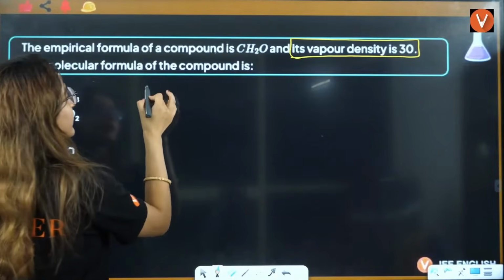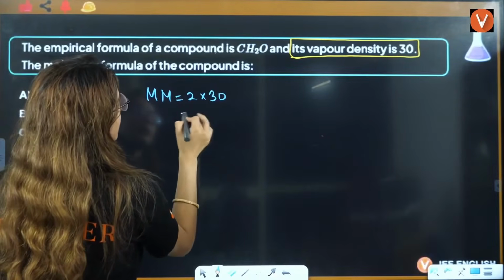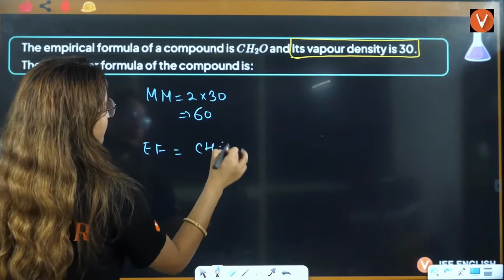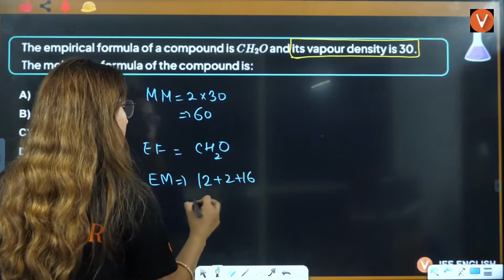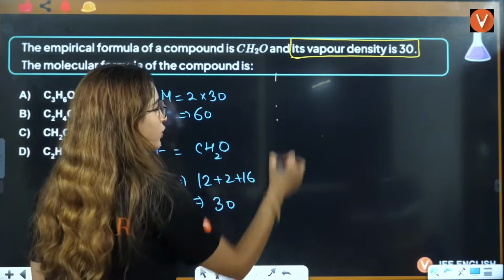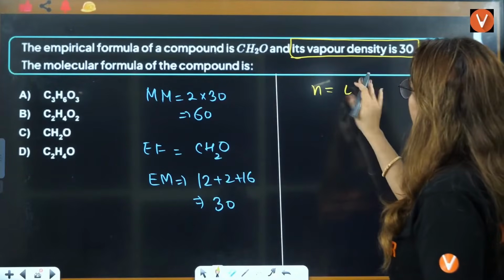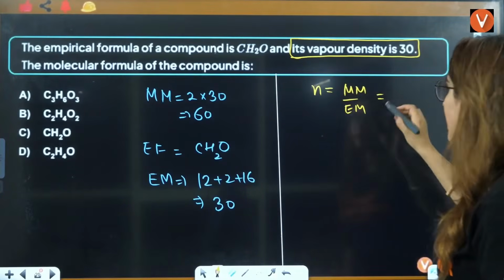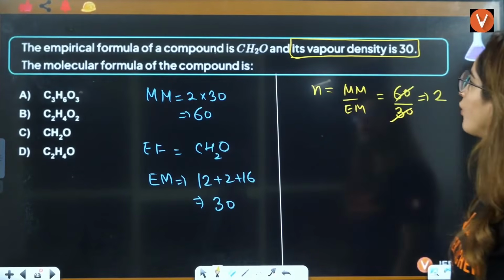See, if you calculate the molar mass, that is 2 into vapor density, that is nothing but 60. Empirical formula is CH2O. So empirical mass is going to be 12 plus 2 plus 16. That is nothing but 14 plus 16, that is 30. Right? So now what you have to write, calculate the value of N here. N is going to be molecular mass divided by empirical mass. Molar mass or molecular mass is 60. This is divided by 30. This will be 2. Okay.